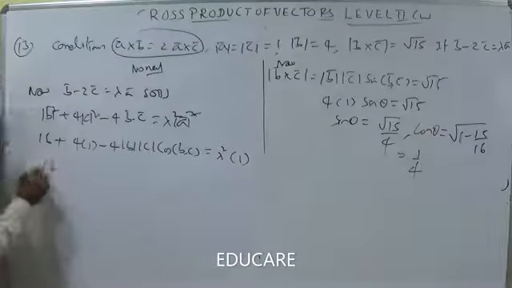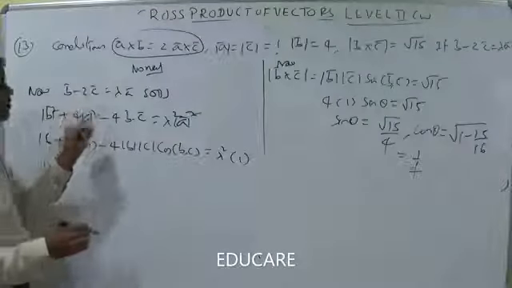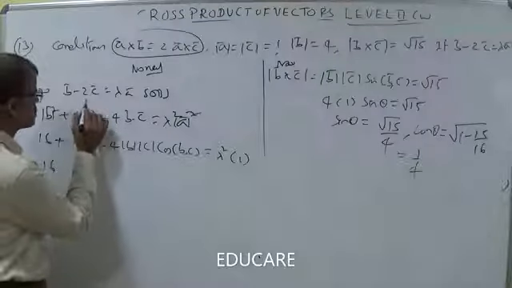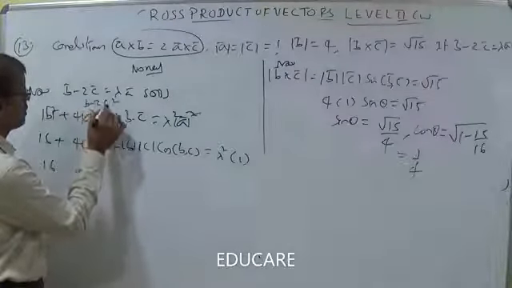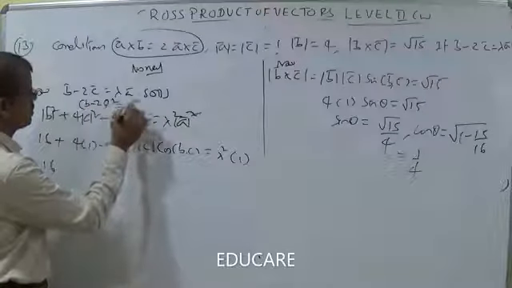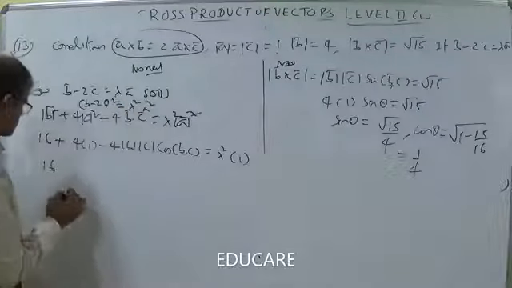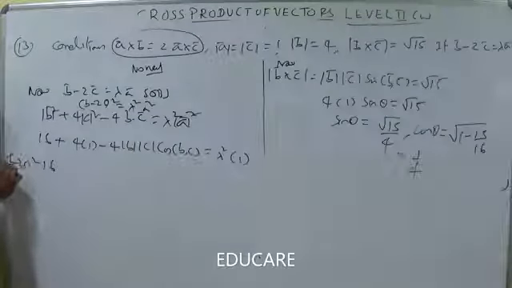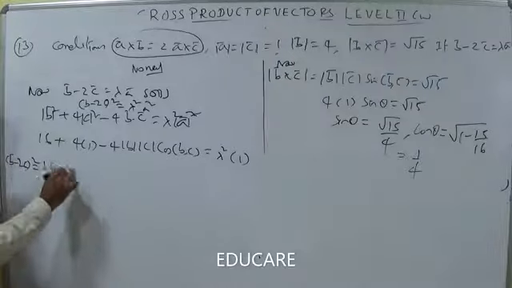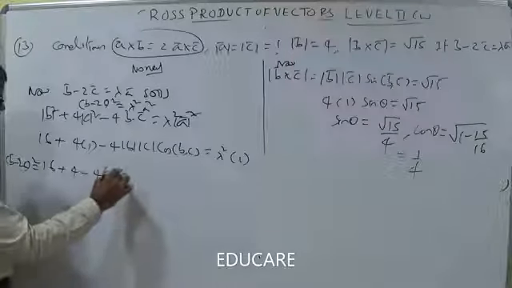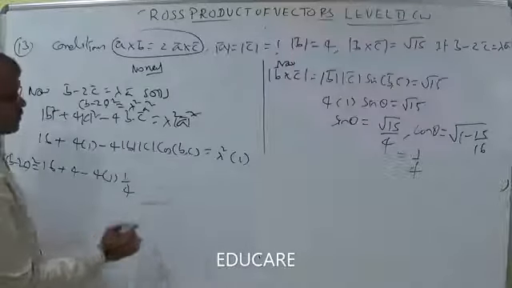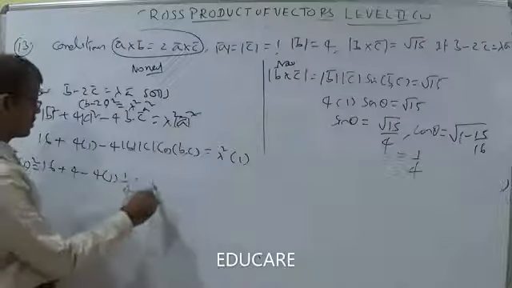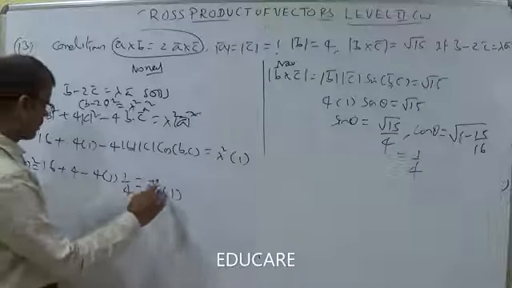Then you can write here the value which we are considering regarding b minus 2c, squaring both sides. So b minus 2c whole square here we should write. b minus 2c whole square equal to lambda square. b minus 2c whole square is equal to 16 plus 4 minus 4 into 1 by 4, because cos theta we had written as 1 by 4. Mod c value also 1, is equal to lambda square into 1.